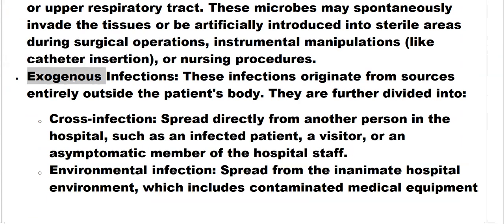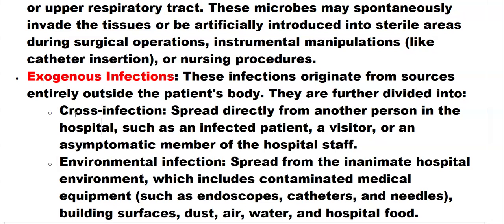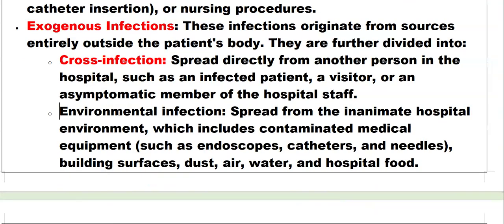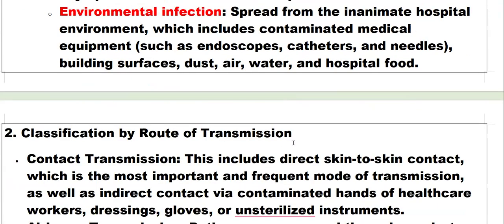Exogenous infections. These infections originate from sources entirely outside the patient's body. They are further divided into cross infection, the spread directly from another person in the hospital, such as an infected patient, a visitor, or an asymptomatic member of the hospital staff; and environmental infection, the spread from the inanimate hospital environment, which includes contaminated medical equipment such as endoscopes, catheters, needles, building surfaces, dust, air, water, and hospital food.